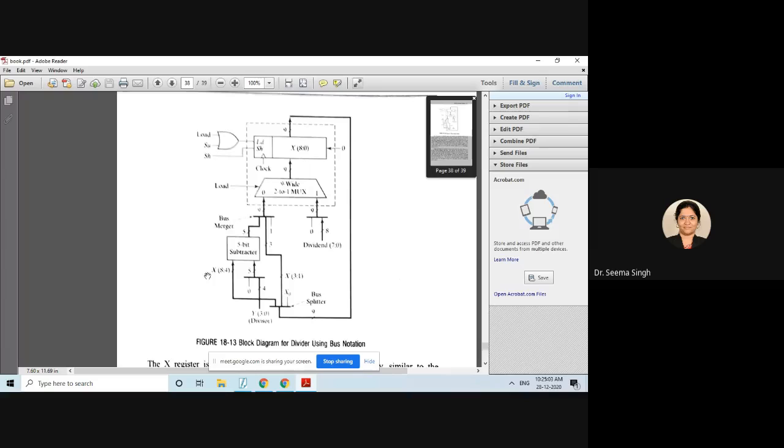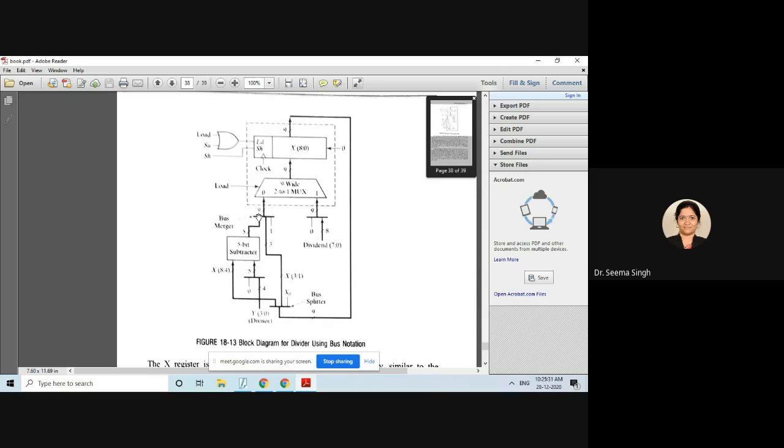Okay, I will explain here only. X8 to 4 means your MSBs are being subtracted with the divisor. Can you see here? Only the divisor part is here. So divisor is being subtracted from the MSBs of your dividend. So MSBs of the dividend and the divisor are put into this 5-bit subtractor.